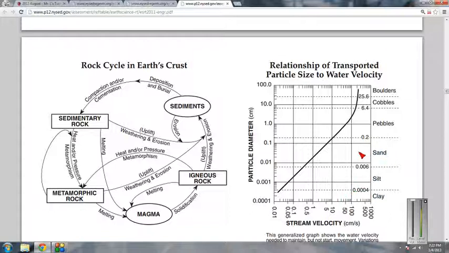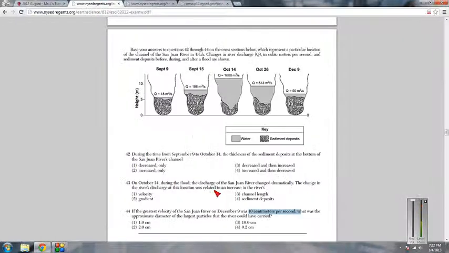But it didn't ask for which types of particles. It asked for the size of the particle. And right here on this dotted line, which splits sand and pebbles, it says 0.02. So we go back, see if that's one of our answers, and it is one of our answers. So the correct answer is number 4.